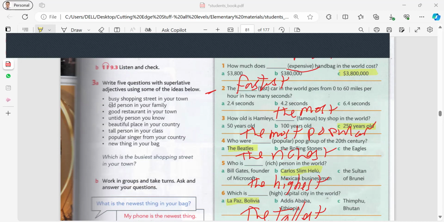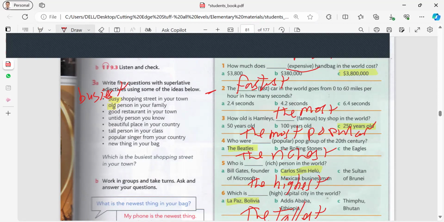What is the busiest shopping street in your town? Type question 2. Who is the oldest person in your family? Again, who is the oldest person in your family? Here write oldest. Here busiest.